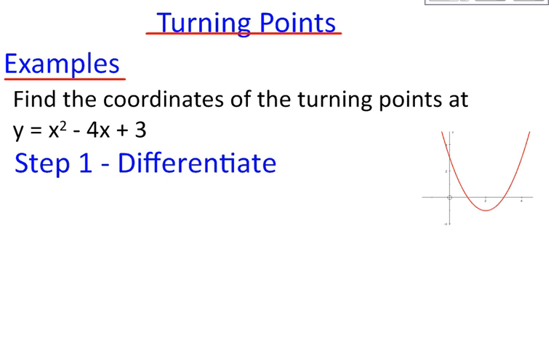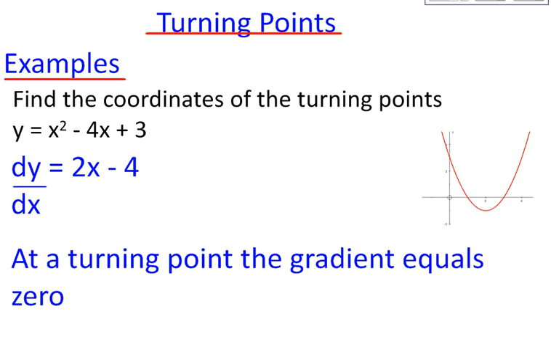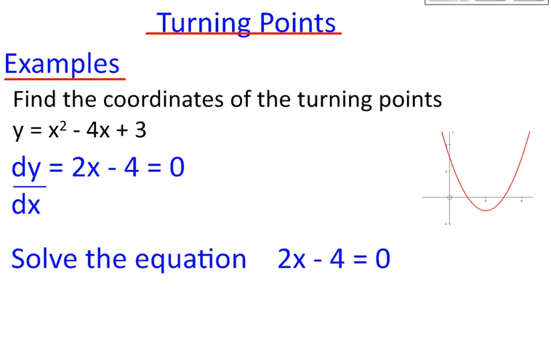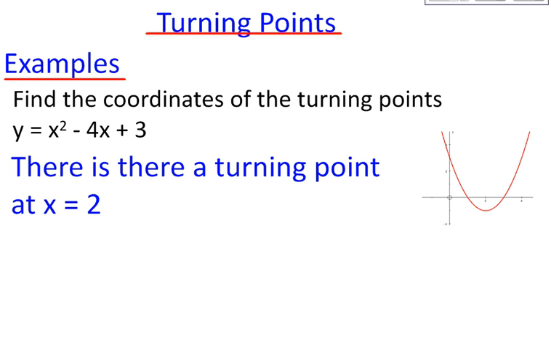Step 1 is to differentiate the equation of the curve. So for this, dy by dx equals 2x minus 4. At any turning point, the gradient equals 0, so 2x minus 4 must be equal to 0. Let's solve this. Adding 4 to both sides gives us 2x equals 4. Dividing both sides by 2 gives us x equals 2. So now we know there's a turning point at x equals 2, which you can see here on the graph.